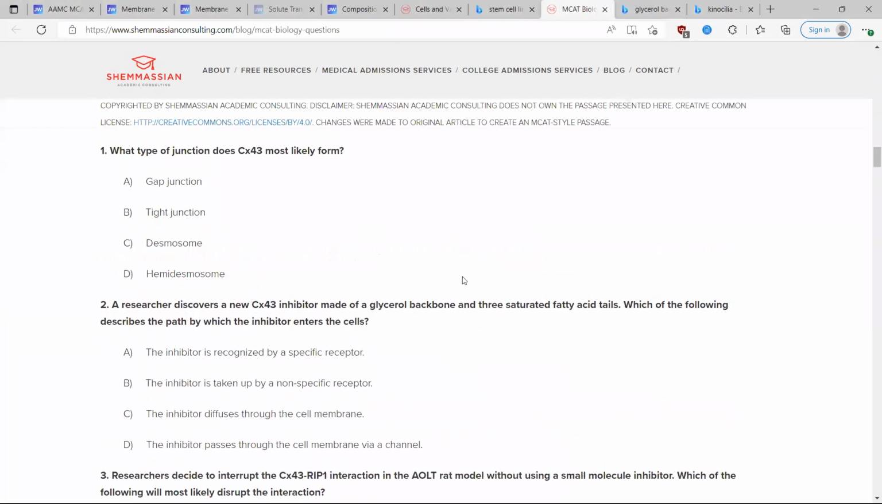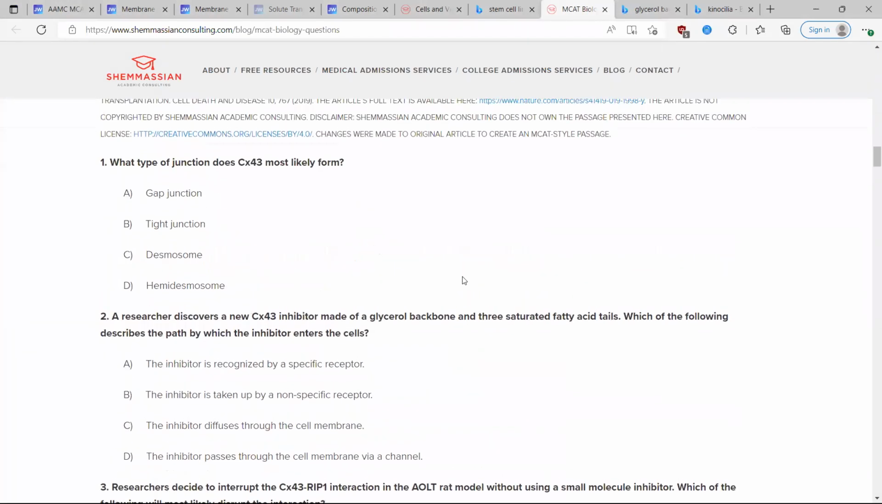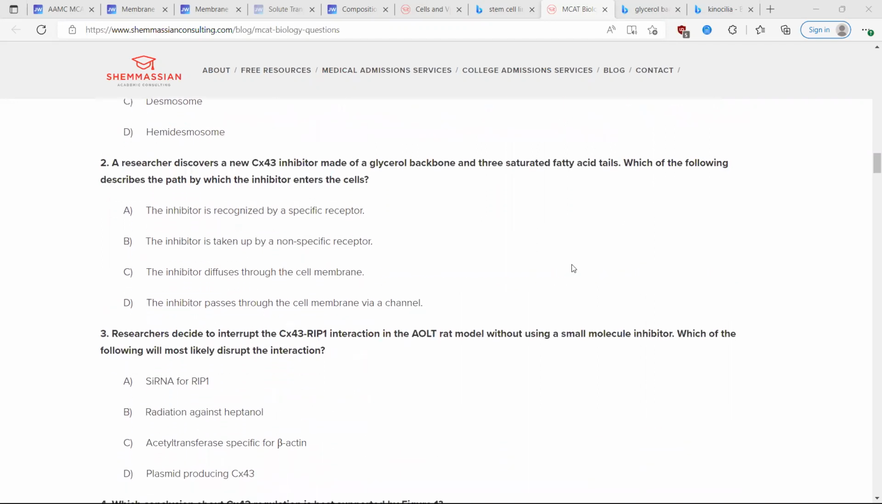So that was two questions, and neither question actually asked us about anything to do with the experiment. It was simply about some anatomy knowledge and some understanding of osmosis and diffusion. So now we have, let's see, researchers decide to interrupt this interaction in the AOL2 rat model without using a small molecule inhibitor, which of the following will most likely disrupt the interaction.